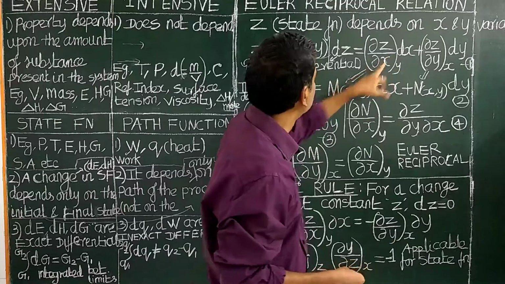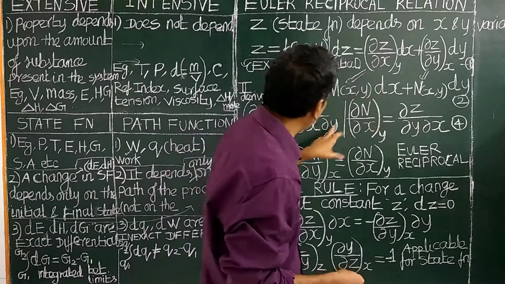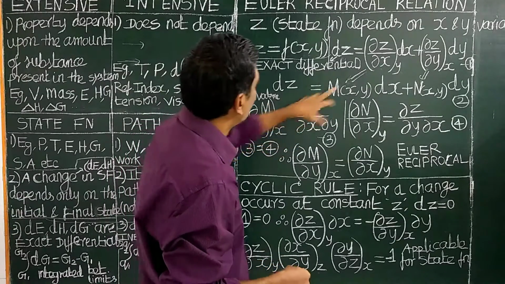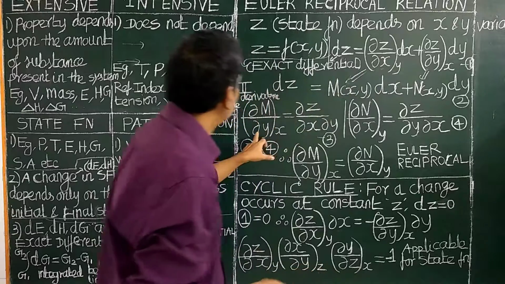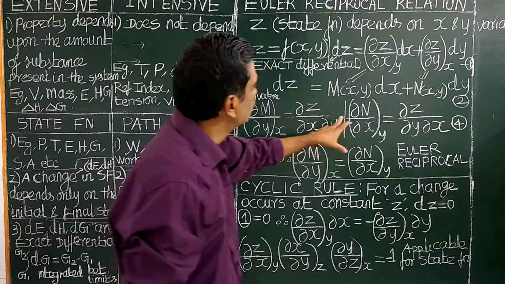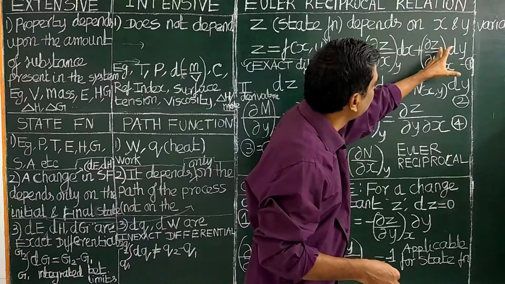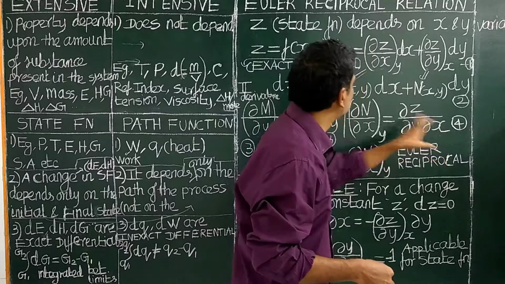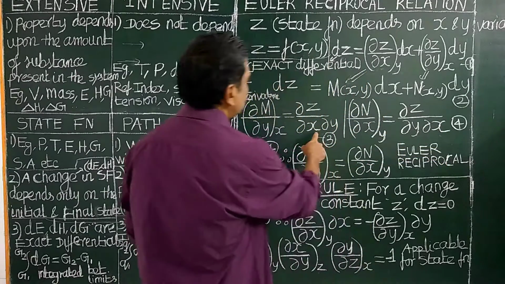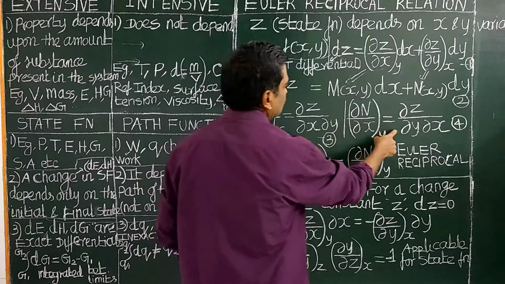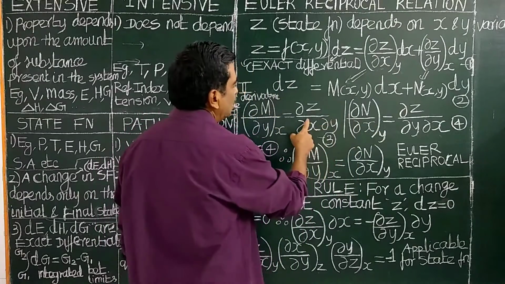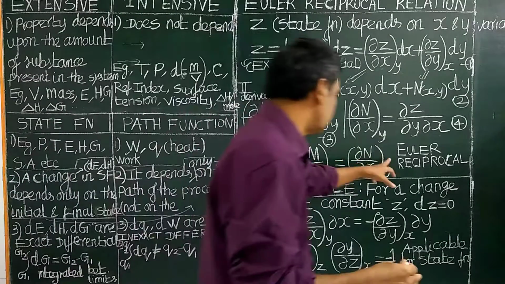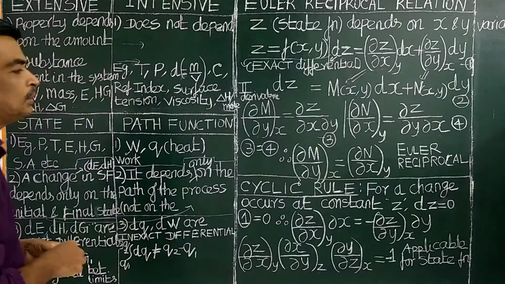Now dou z by dou x, and then dou y, that is dou M by dou y. Similarly, on taking the double derivative by varying x also, dou z by dou y and dou x, that is dou N by dou x. Now these two are equal, and this relationship is called the Euler reciprocal relationship.